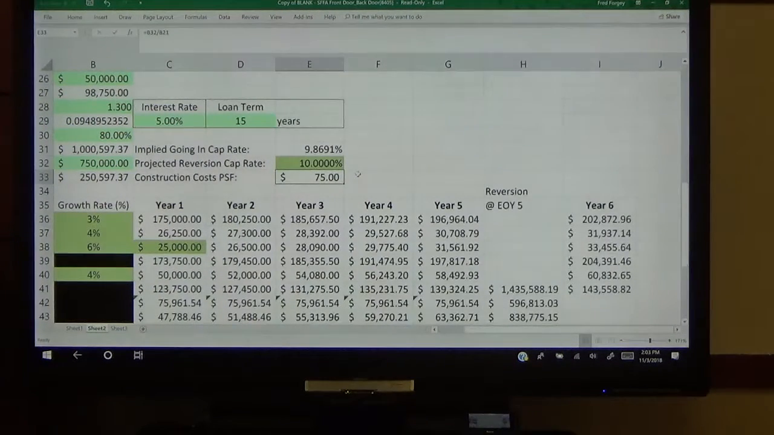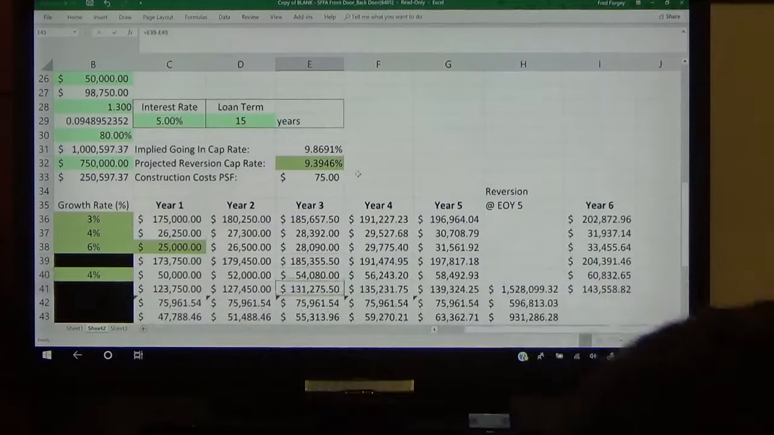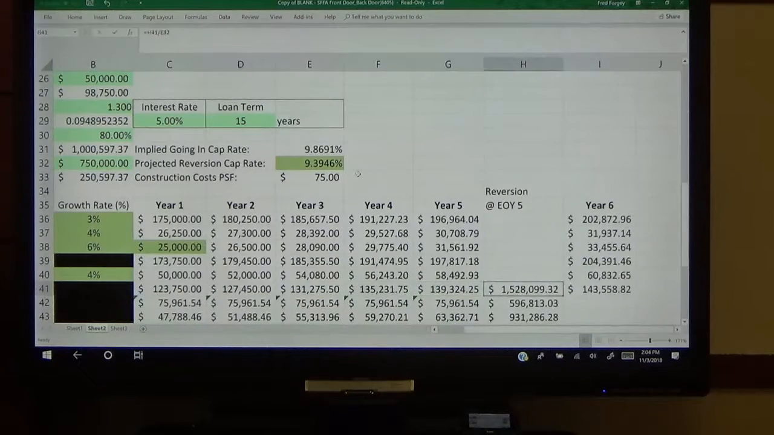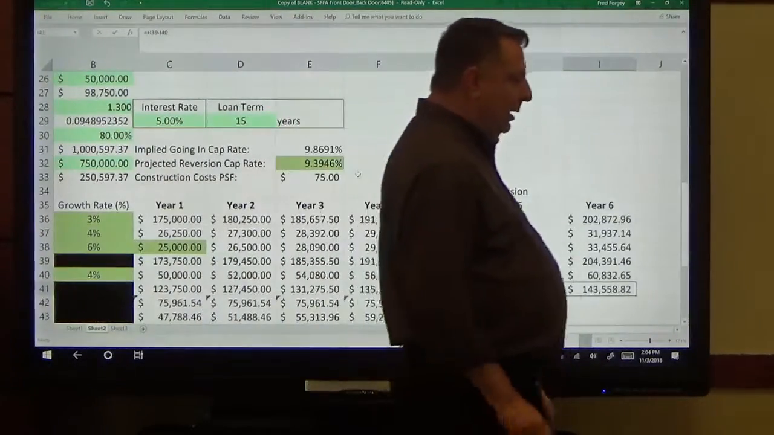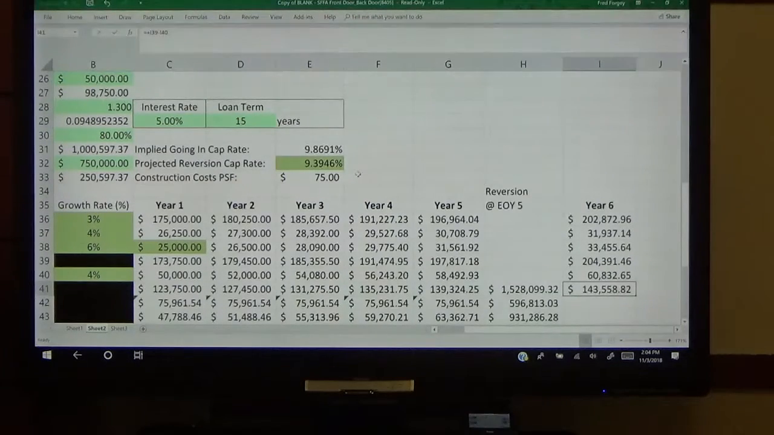So let me go back to what I had. This is a given number, 9.3946. So we come down here. We're going to look at 2 things. The first one, this year 6 business. It's a 5-year project, but this is one of those little nuanced things that I need to explain and you need to understand.